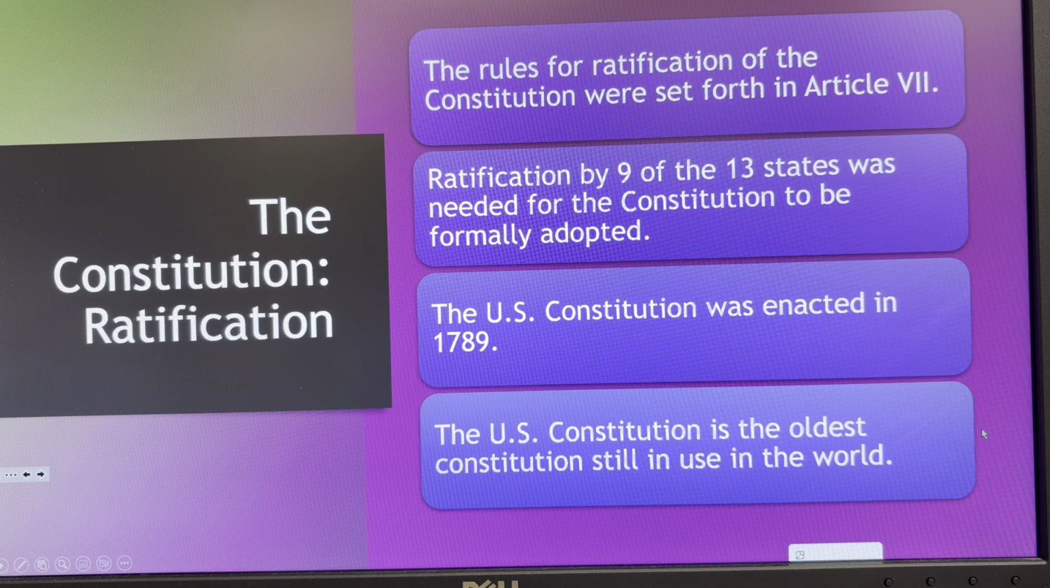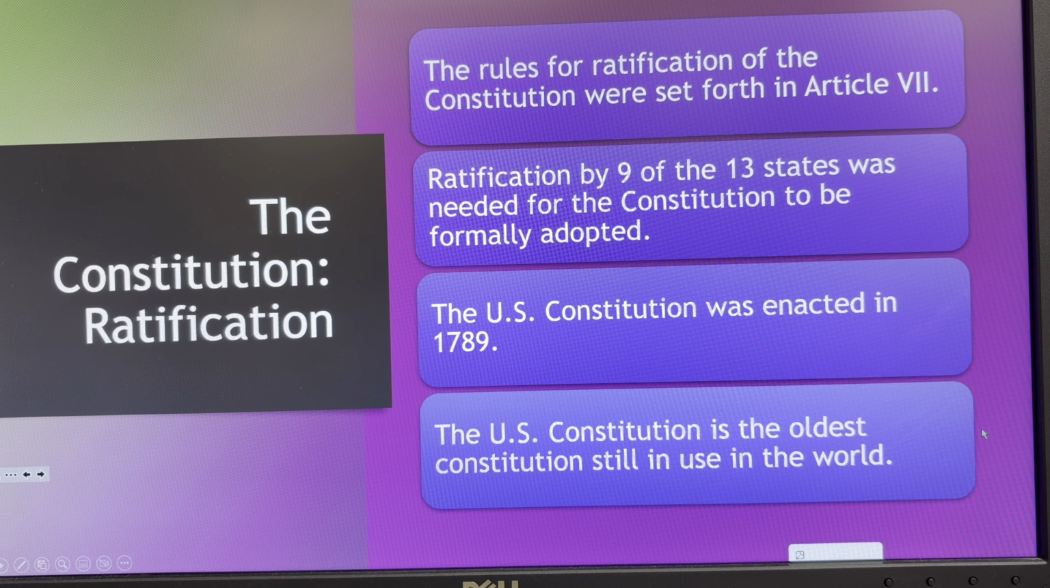Okay? Article 7 is ratification. 9 of the 13 states had to ratify, which I always find a little comical, because to ratify an amendment, 3/4 of the states have to ratify. Now, I'm not very good at math, but I can do some basic math. I know that 9 out of 12 is 75%. That's 3/4. So therefore, I know 9 out of 13 is less than 3/4. But it only took 9 to ratify.